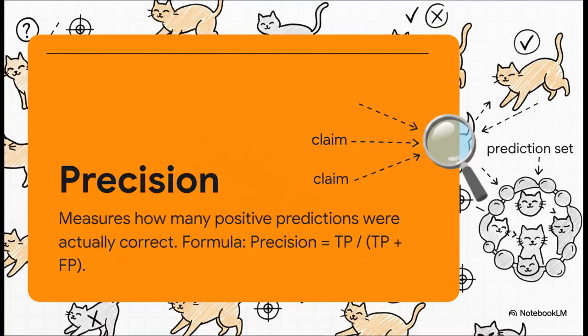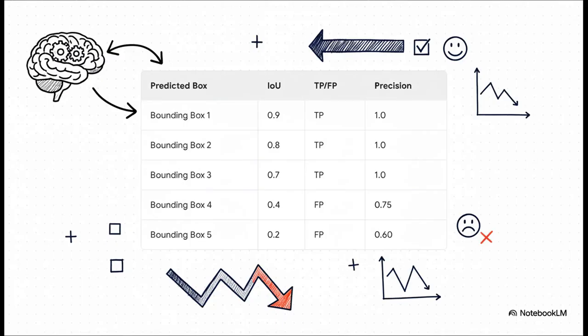Now we can calculate our first really important metric, precision. What precision tells us is pretty specific, but super useful. It answers the question, of all the times the model said it found a cat, what percentage of the time was it actually right? It's really a measure of its reliability. So let's actually calculate the precision as we move down our list. After that first prediction, we have 1 true positive out of 1 total guess, so our precision is a perfect 100%. After the second one, we're 2 for 2, still 100%. Same for the third, 3 true positives out of 3 predictions, still perfect.